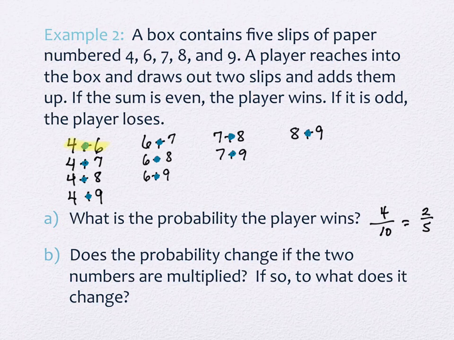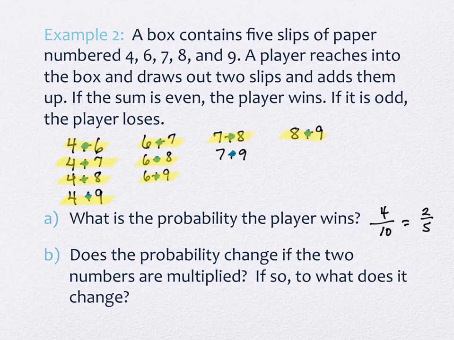But this one's an even, because there's a 4, this one's a 4, this one's a 4, they all have 4s. So all of those are going to be even. 6 is also even, so everything that includes a 6 is even. 8 is even, so everything that includes an 8 is even. In fact, the only one that's not is the one that has the 7 and the 9, right?